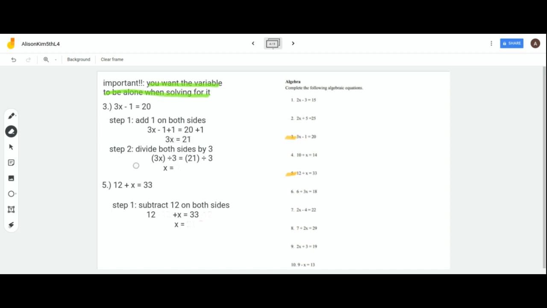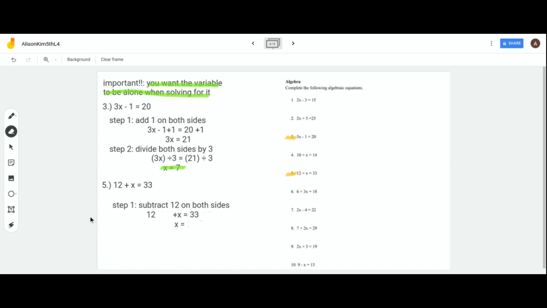Now you move on to step 2, which is dividing both sides by 3. This is where you can get x by itself because 3 divided by 3 is just 1, and you just bring the x down, so it's going to be 1x equals 21 divided by 3, which is 7. So for number 3, x equals 7. That's your final answer for number 3.